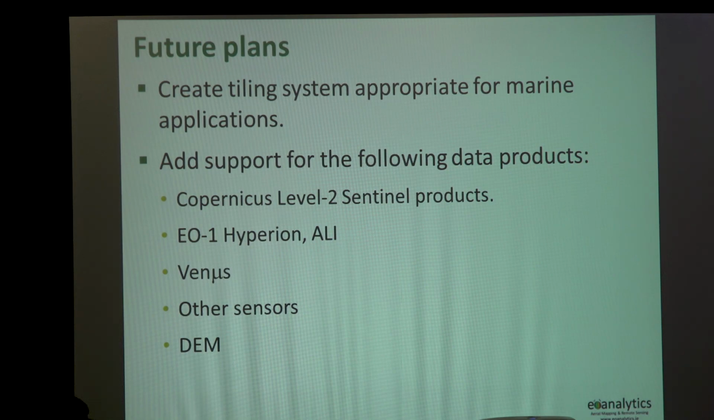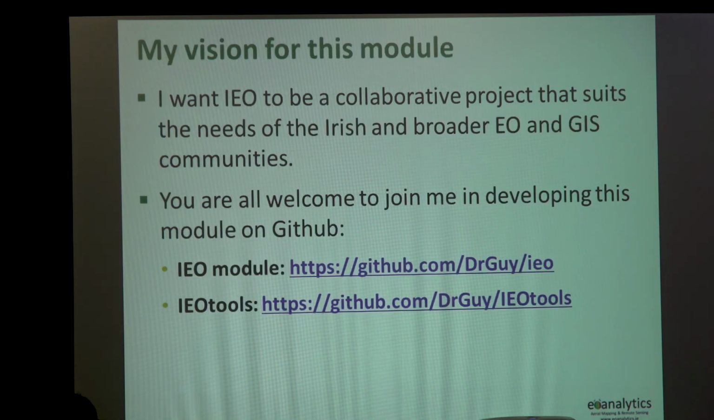I also would like to bring in other things like EO-1 Hyperion and ALI, which was a satellite that was flying up until about 2 or 3 years ago. There are some historical data that would be very useful to bring in. Venus, which is a French-Israeli satellite, which is acquiring data for 4 locations over Ireland. And other sensors, and also bring in DEM data, whether it's ASTER, the USGS, or SRTM. I want this to be a collaborative project that suits the needs of the Irish and the broader EO and GIS communities. And you can go ahead and access the code there.